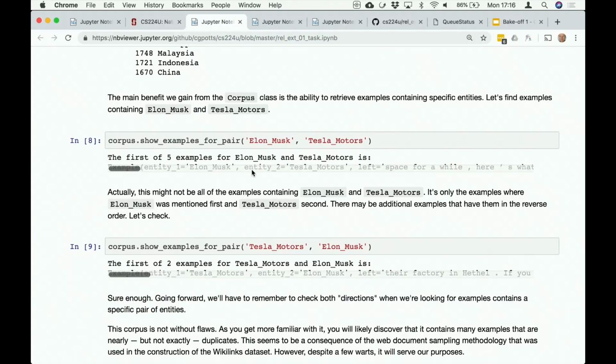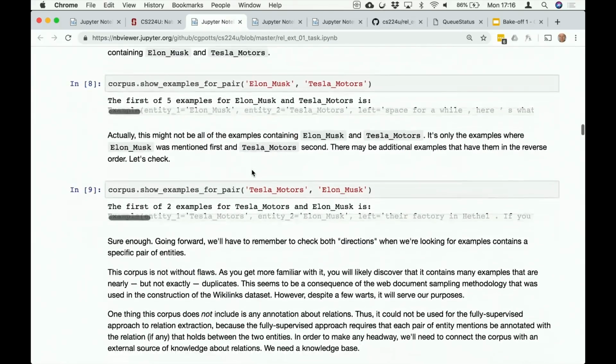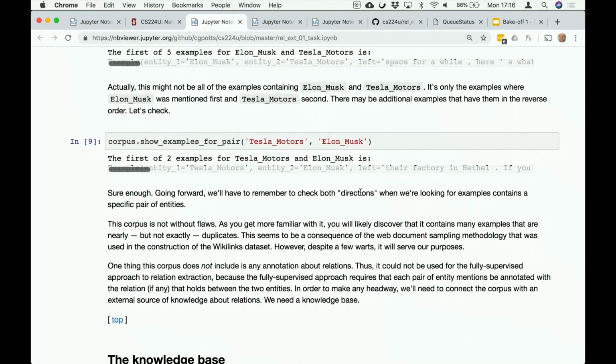But actually, direction matters here. So this isn't necessarily all of the examples that contain Elon Musk and Tesla. It's just the examples that have Elon Musk as entity 1 and Tesla as entity 2. It could be the other way around. So let's also look at show examples for pair Tesla Motors and Elon Musk. And it turns out that there's 2 more examples that have it the other way around. So we need to be conscious of direction. If we're looking for examples that have Elon Musk and Tesla Motors, we need to check in both directions when we're making those calls.